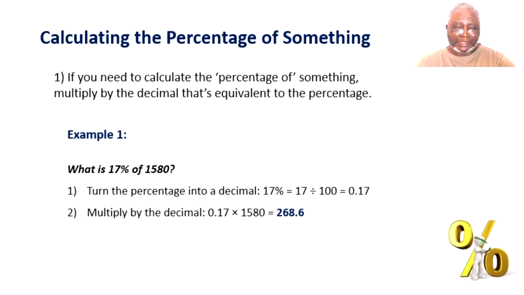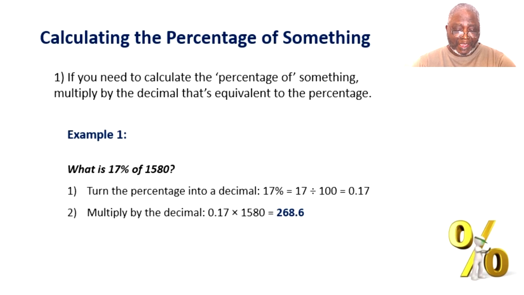If you need to calculate the percentage of something, multiply by the decimal that's equivalent to the percentage. You see, we've started looking at decimals. Example 1. What is 17% of 1,580? First, turn the percentage into a decimal. How do you do that? You simply divide the percentage by 100. So 17% is equal to 17 divided by 100, which is equal to 0.17.